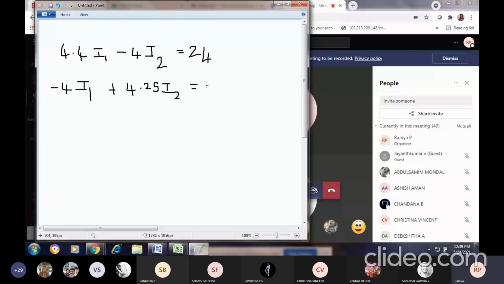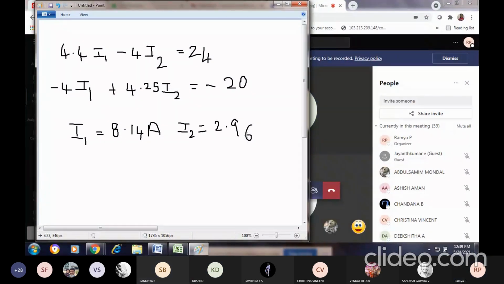Can you just tell me the value of the currents here? Ma'am, I1 is 8.14, and I2 is 2.96. It is 8.14, right? Yes, ma'am. I2 is 2.96. Okay, one second. Yes, 8.14 and 2.96 are the currents.